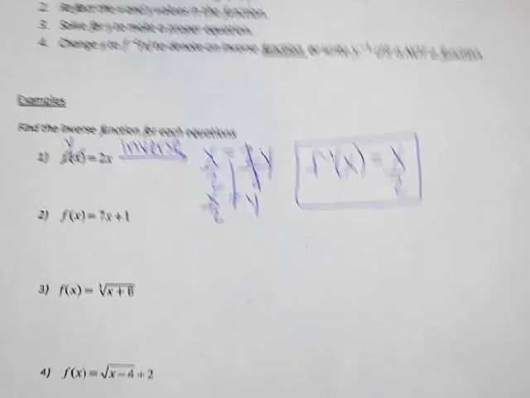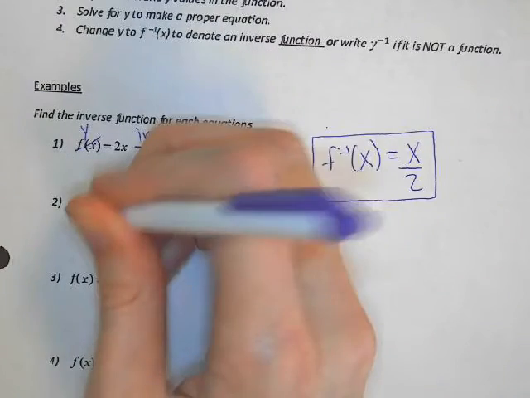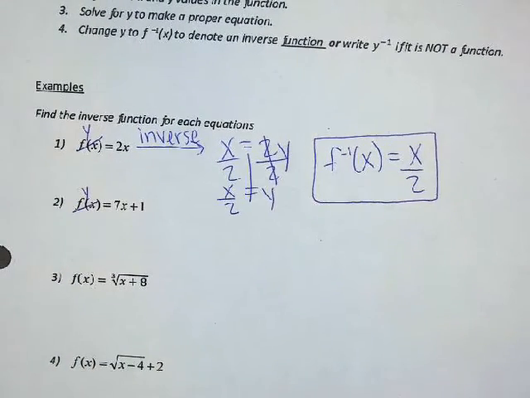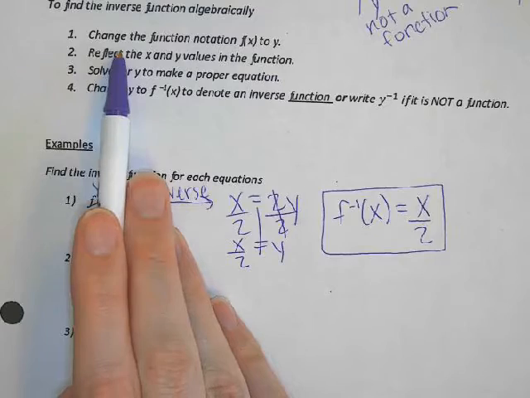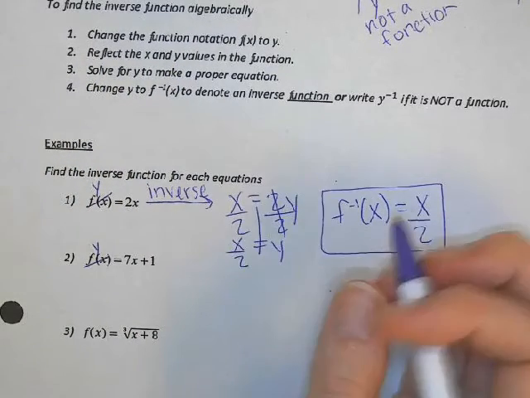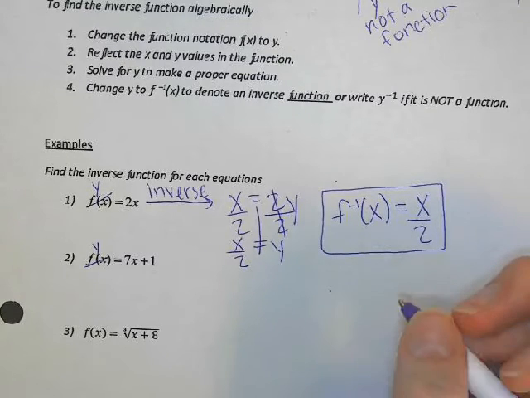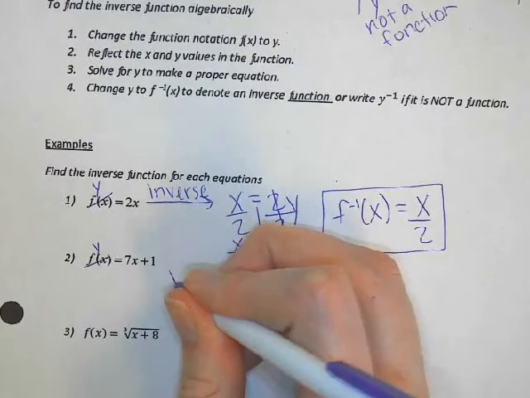All right, let's do 2. First step, change function notation to y, just to make it easier on you. Second, we want to find the inverse. How do I find the inverse? We reflect the x and y values. So then this becomes... that's for you to fill in. Oh, x equals 7y.